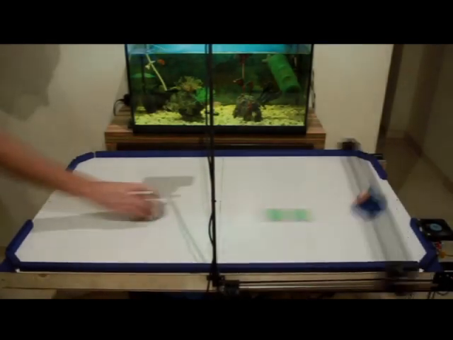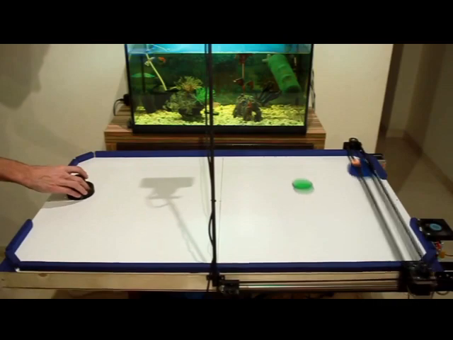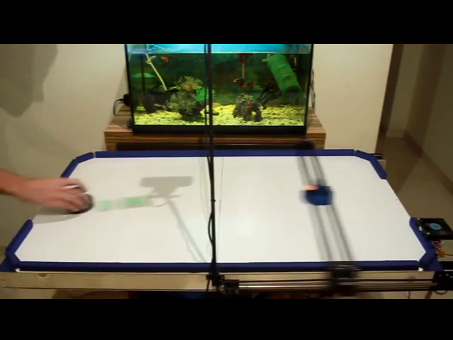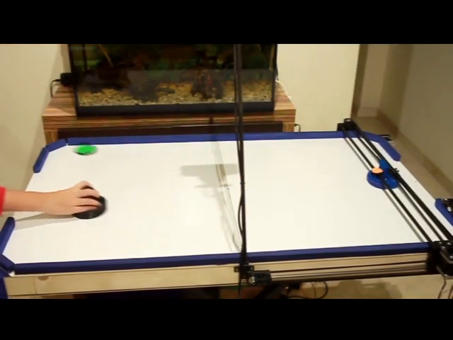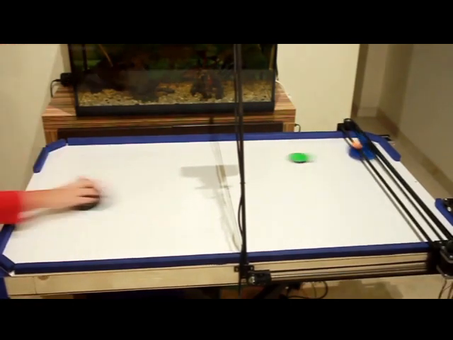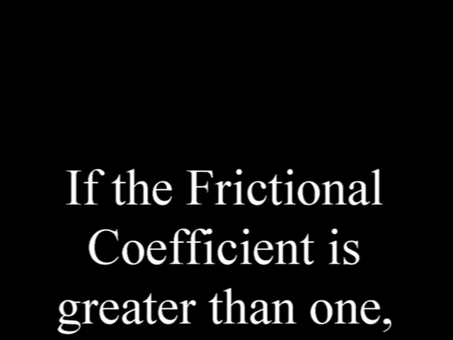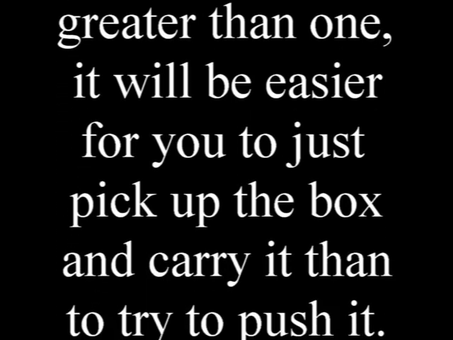And if the same box has a frictional coefficient of 0, then it will just sort of meander around the surface on its own. This rarely happens, but perhaps you've seen an air table or the game called air hockey. The puck just floats around on the table, seemingly all by itself. But this is not exactly true. Other forces are at work, and they will be examined in another lesson. If the frictional coefficient is greater than 1, it will be easier for you to just pick up the box and carry it than to try to push it.